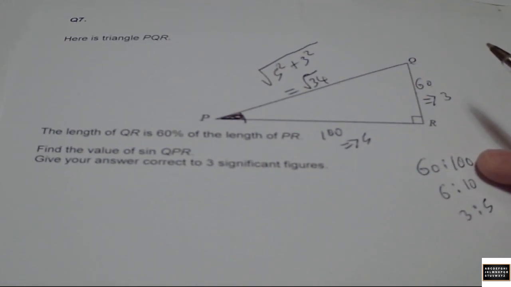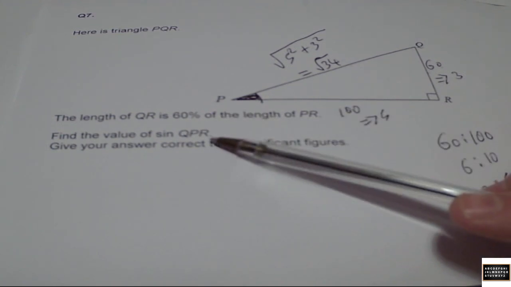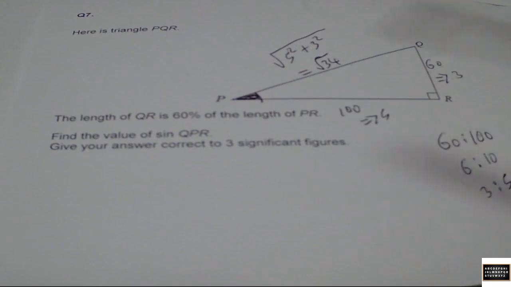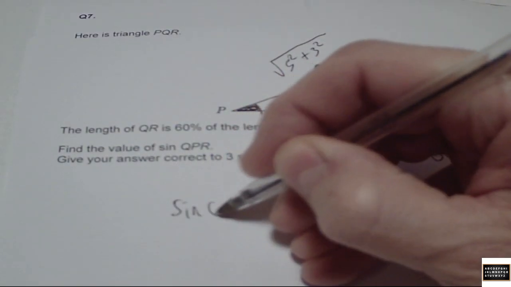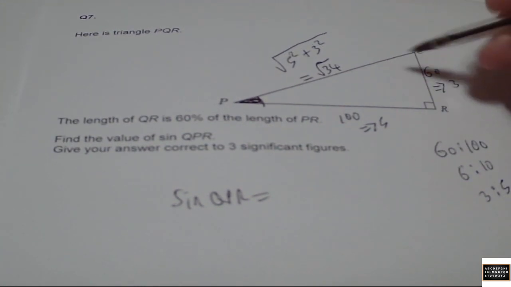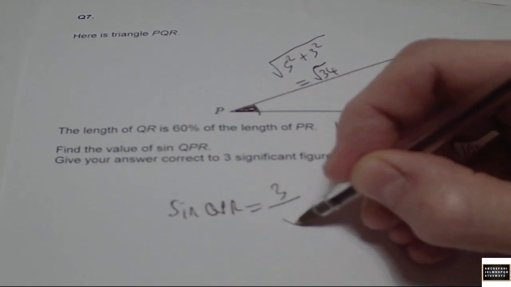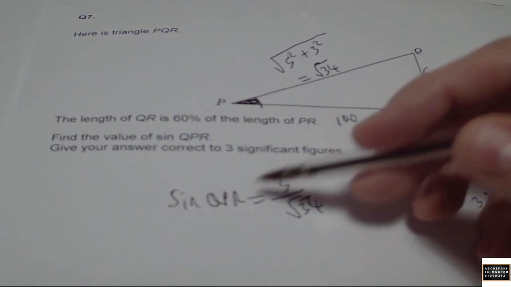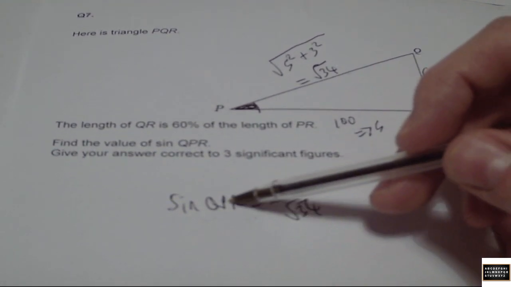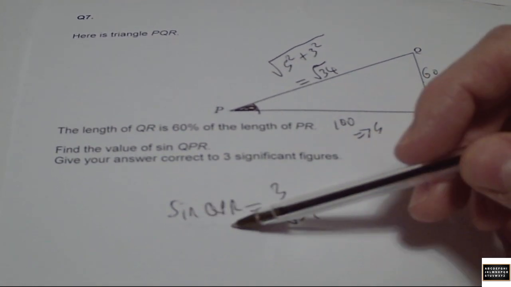Now here's where the question gets clever, and there were a lot of candidates that would have made this mistake. You're not asked for the actual angle. You're only asked for sine QPR. And we learned earlier that sine QPR is the opposite over the hypotenuse. That's this length here, which we've called 3, over the hypotenuse, which is root 34. So 3 over root 34. That's what sine QPR is. You're not having to work out the actual angle. It doesn't ask you for the angle. It asks you just for the sine relationship.